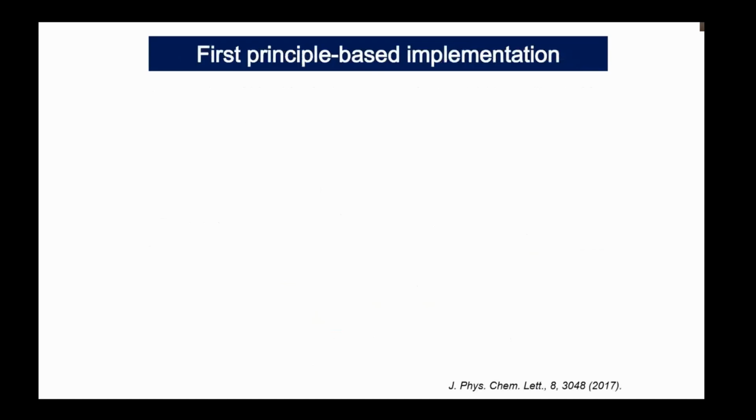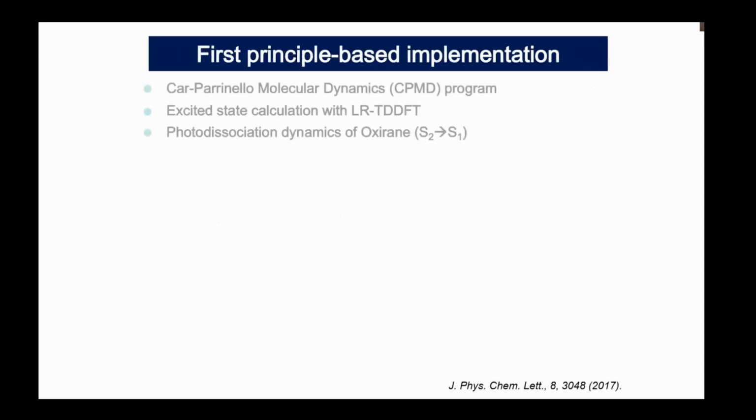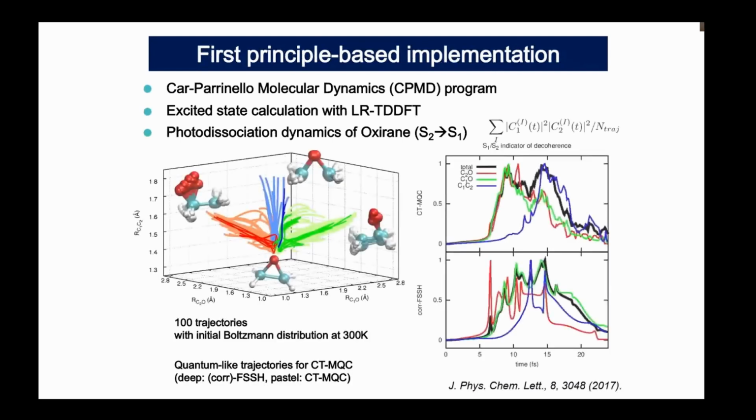And we also apply the CT-MQC method for realistic situations. In this case, we use the CPMD program with linear response TDDFT calculation, and we see the photodissociation dynamics of the oxygen molecule. So the results are like this. Here we can see the dynamics, the ring opening of the oxygen molecule, and here we calculate the coherence pattern of these dynamics, and we compare the CT-MQC algorithm and the corrected phase switch surface hopping algorithm.